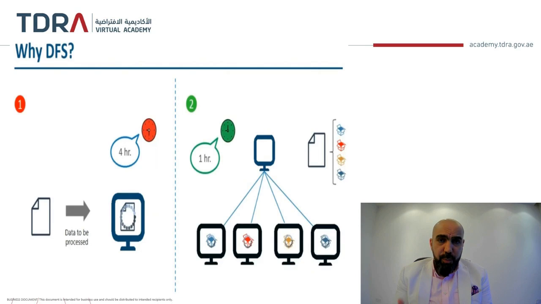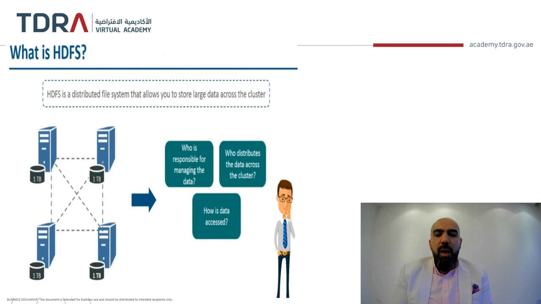But now, when Hadoop came, Hadoop optimized this concept much more. Like what is it? Hadoop is a distributed file system, but Hadoop takes care of who is responsible for managing the data. It has an engine called YARN, which distributes the data across the clusters. This distributed set of nodes we call a cluster. And it also takes care of how data is going to be accessed. So these three parts, Hadoop takes care of.